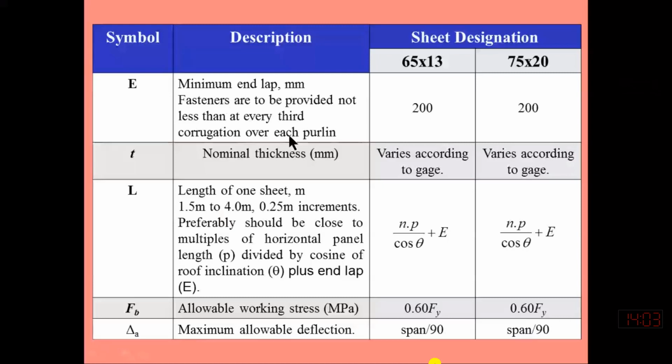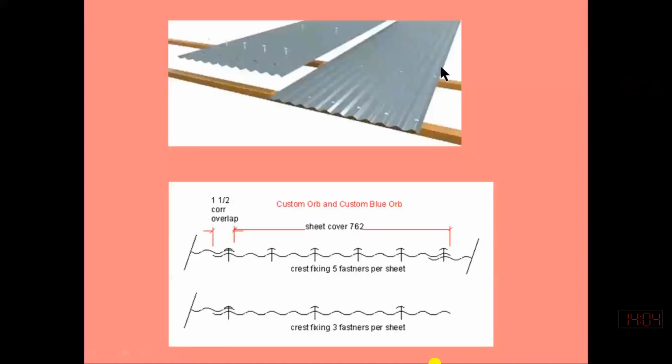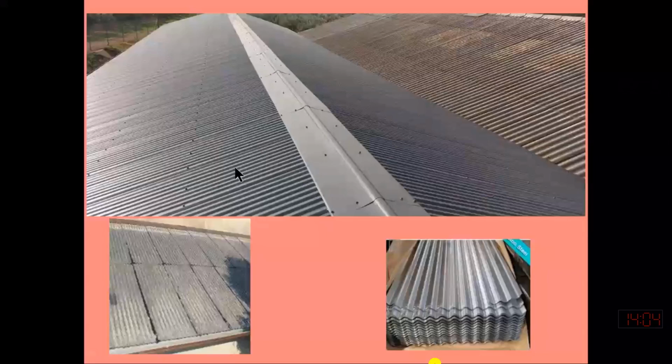So we need to connect along the length. We need to provide the bolt at each 1/3 corrugation. Maybe you can say that there is one sheet and we have placed another sheet. So we have to connect one and we have to provide the bolt after each 1/3 corrugation, along the end.